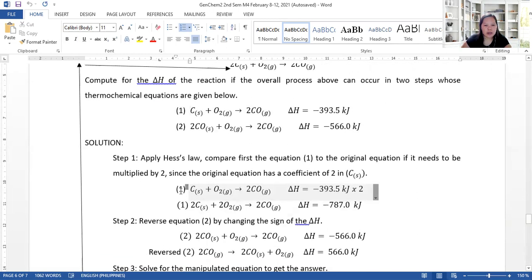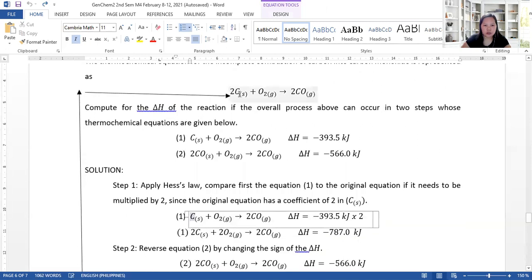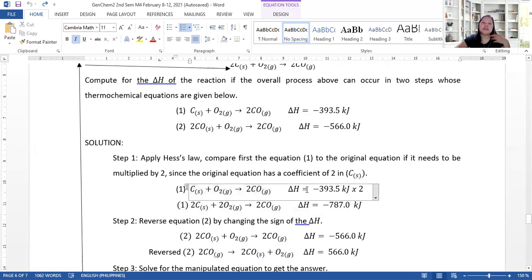Okay, so for the first equation, why has it been multiplied by 2? My question is, why does it have to be multiplied by 2? Because in the original equation, we need two carbon atoms, but in equation number one, we only have one carbon. So for us to have two carbons, we need to multiply the whole chemical equation of number one by 2, and also the enthalpy of reaction.